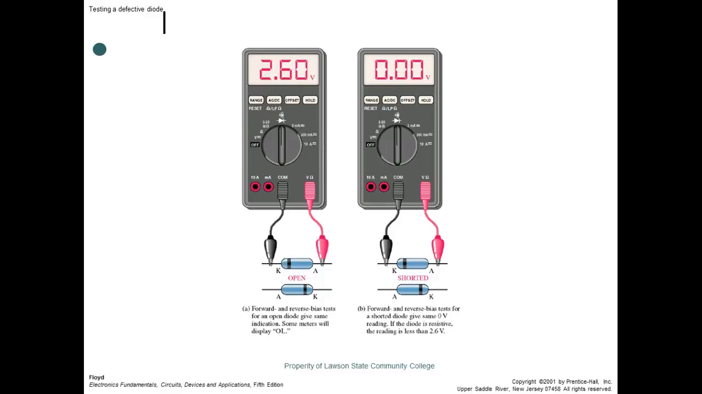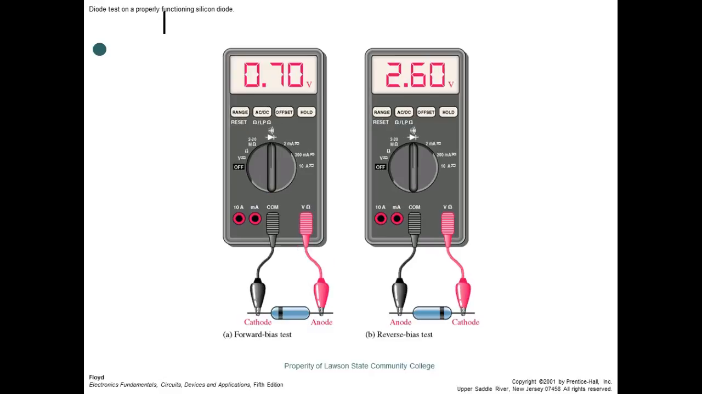We have a black lead on the cathode. We have a red lead on the anode. This should be forward bias. This should either show around 0.7 or around 0.3, right? 0.7 would indicate it's a silicon diode. Around 0.3 would indicate it's germanium.